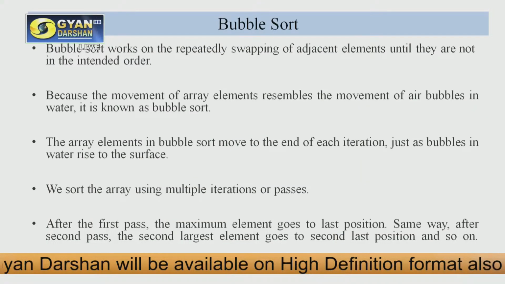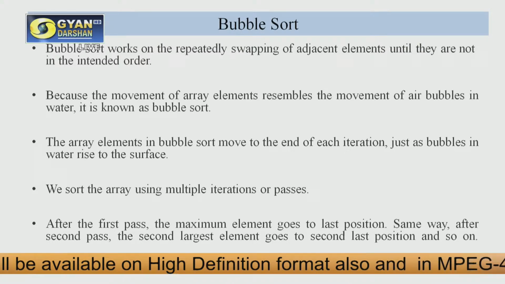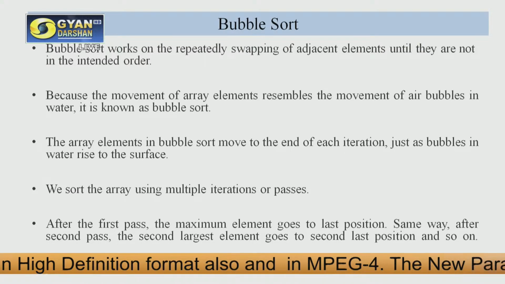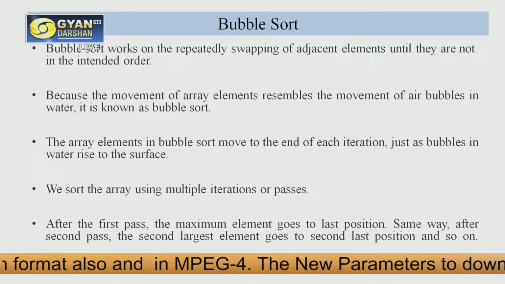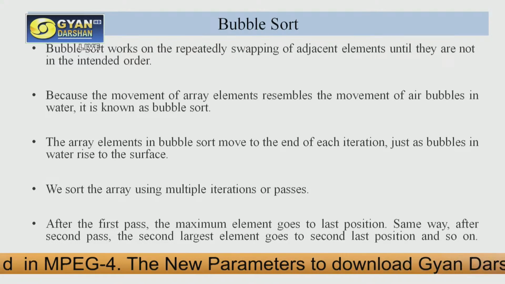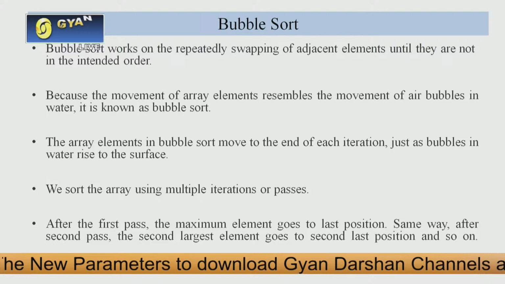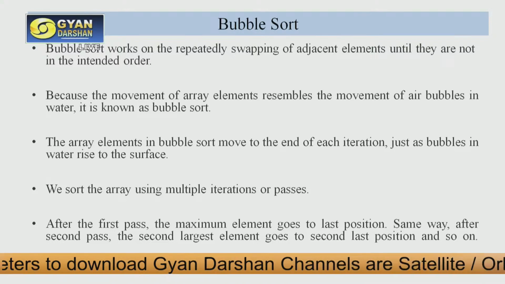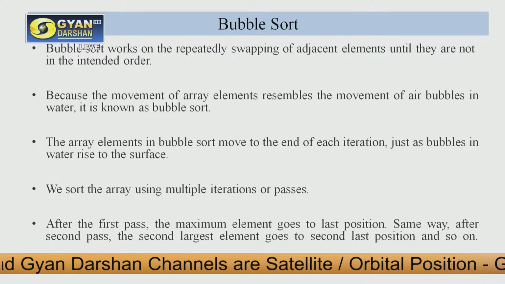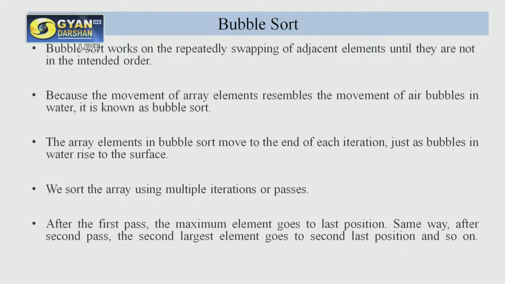In bubble sort, basically this sorting method works on repeatedly swapping adjacent elements until the list of elements is arranged in the intended order, whether in increasing order if we want or in decreasing order. Why is it called bubble sort? Because the movement of array elements resembles the movement of air bubbles in water. That is why it is called bubble sort.